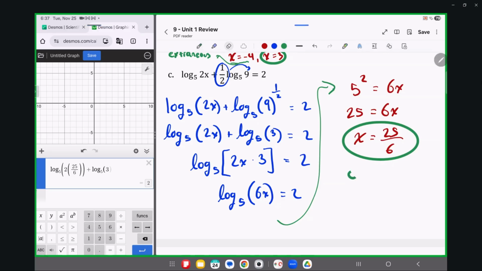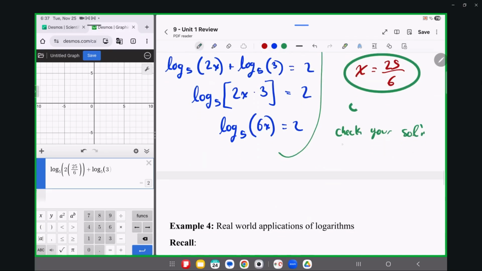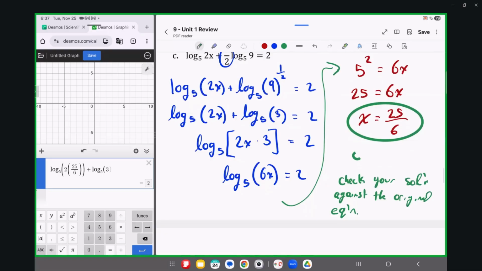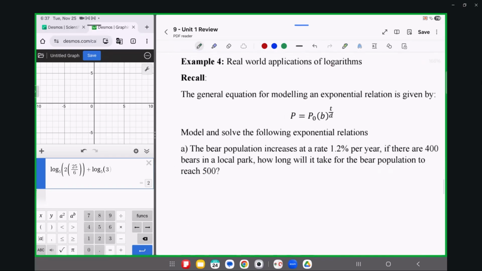So if you want to check this, you want to make sure that you check your solution against the original equation. Okay, interesting question. I quite like C, but we will have to see it and move on for now.